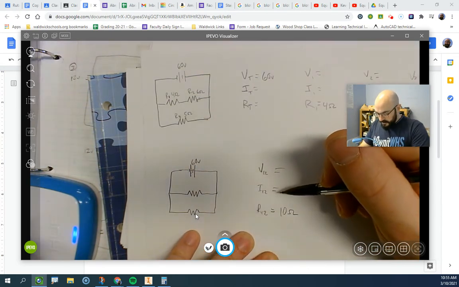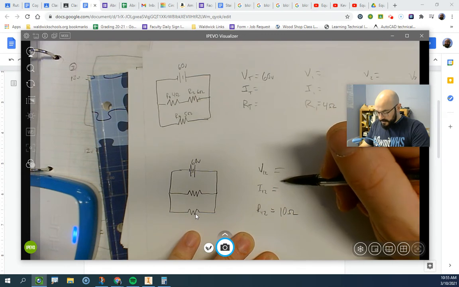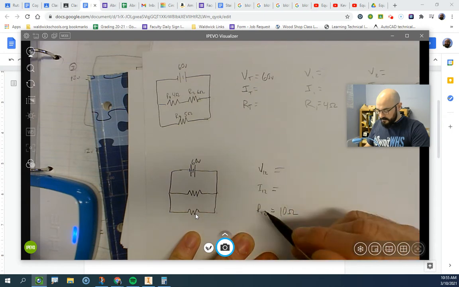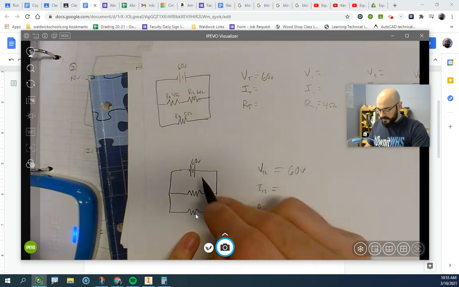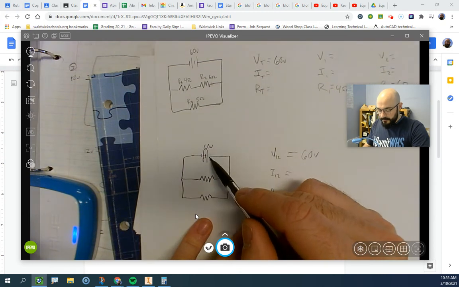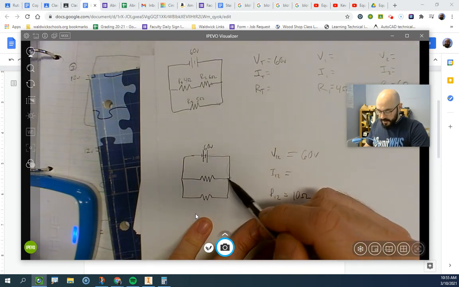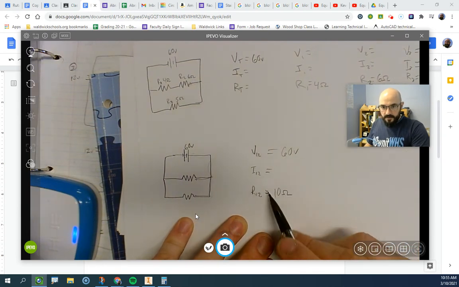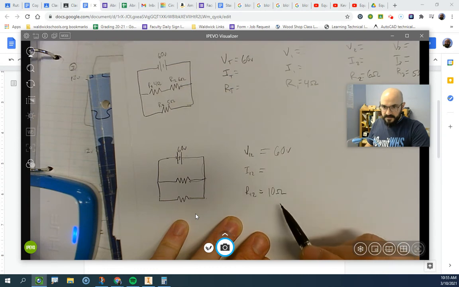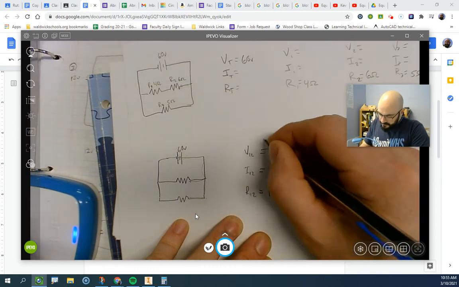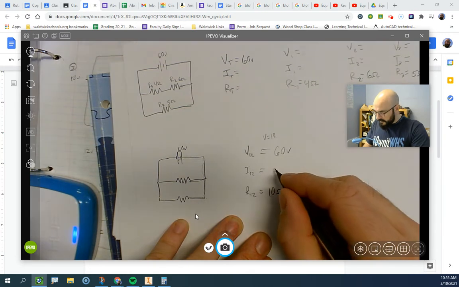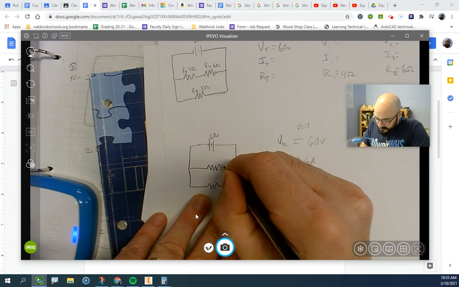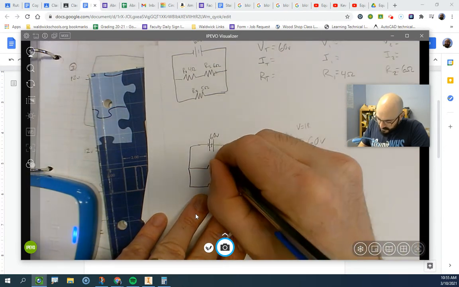Now, current is a little trickier, and then voltage is going to be dependent on these two. Oh, wait a minute. These two put together are going to have the same voltage because these are in parallel. So this voltage, 60 volts, will apply to this as well as to this. That's nice and easy. So for the current on this, we got 60 divided by 10. V equals IR. So 60 divided by 10 is 6 amps. Great. So now I got 6 amps, and we got a resistance of 10 ohms.